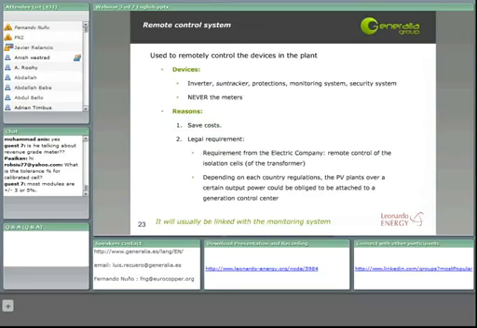Now we are going to talk about the remote control system. The main reason to install this kind of system is the legal requirement, and also for us the main reason might be to save costs.